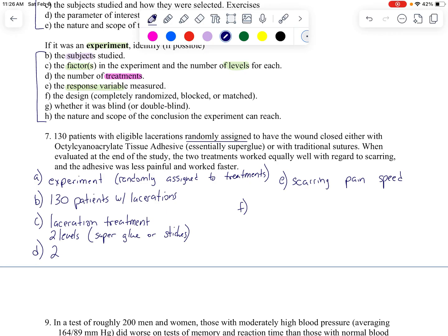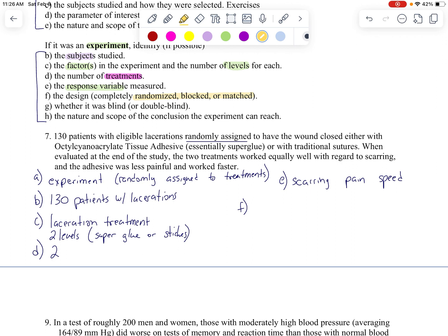F. What type? The design. Was this completely randomized, blocked, or matched? Okay, so there we go. Let's highlight this. Actually, let's highlight a different color. We'll do that one. Randomized, blocked, and matched. So now let's talk about what each of those are.